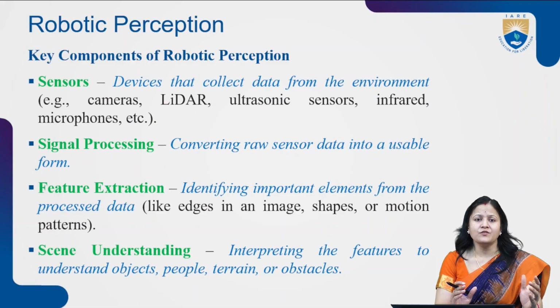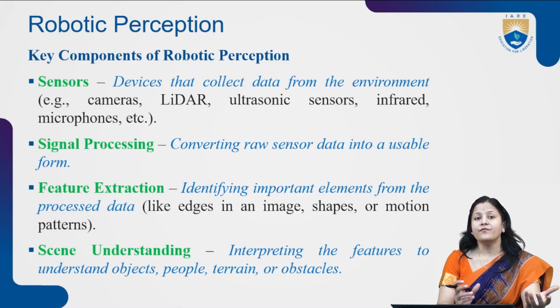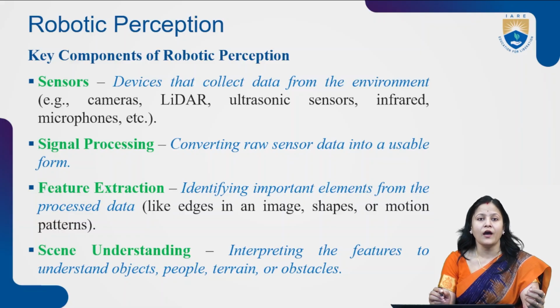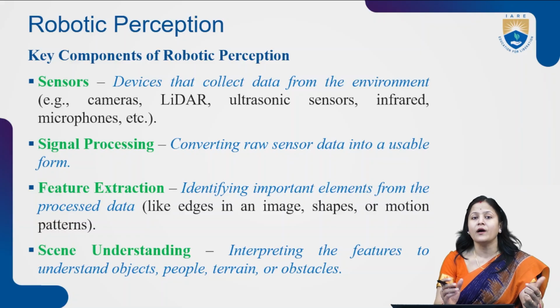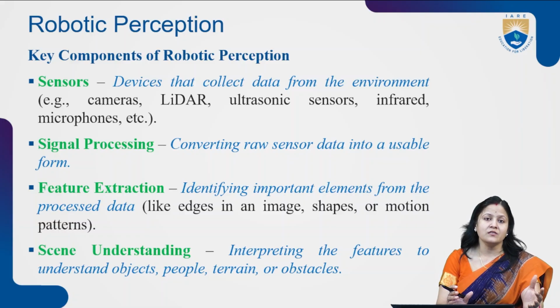The first component is very important, which is the sensors. Sensors are the hardware devices used in the robot to collect data from the environment. So cameras can be used. In a camera, light sensors are there, LIDAR sensors, ultrasonic sensors, infrared sensors, or microphones. In a microphone, sound sensors are there. All these sensors are responsible for receiving the data from the environment.